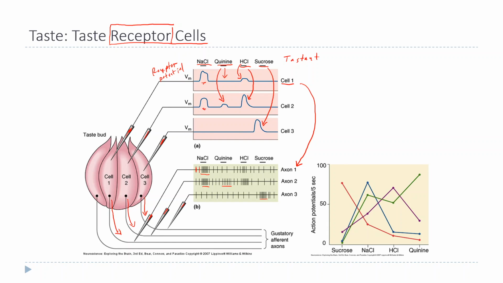So this is how each of these afferent axons is going to go to the brain and convey that signal. So that burst of action potentials from axon 3, for example, would be the signal to the brain that cell at least was exposed to sucrose. And so this graph over here summarizes everything. And you can see that each individual receptor encodes a different set of tastants according to a specific pattern.